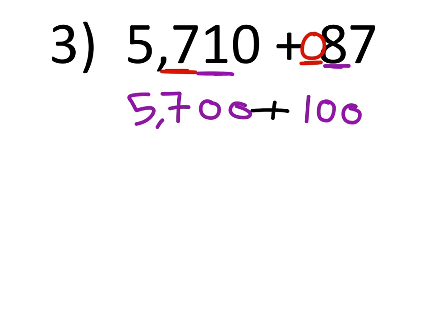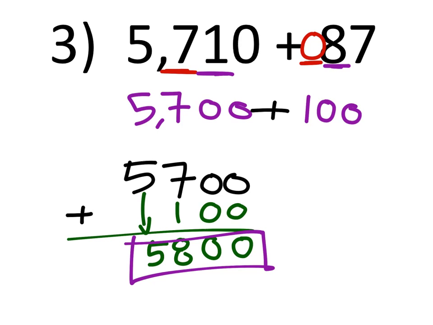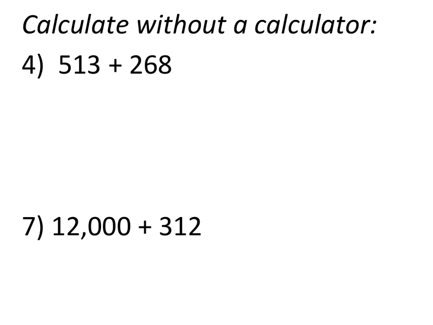So what we end up with is 5,700, and we're going to add the 100 here. Again, I'm just matching my place values on that. So 0 plus 0 is 0. 0 plus 0 is 0. 7 plus 1 is 8. And then 5, we'll just drop that. So I've got 5,800. It's kind of a key component that we're not doing this with the calculator, all right?